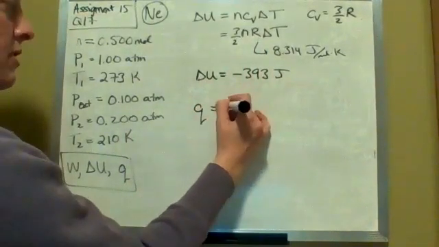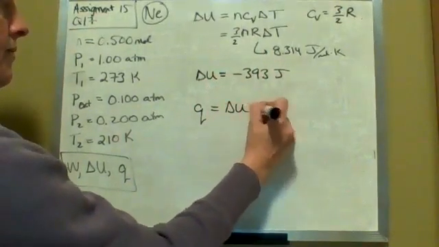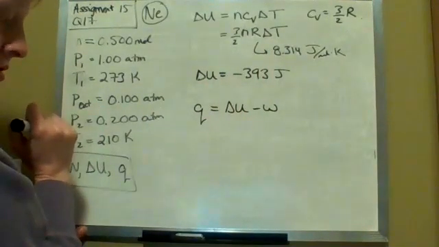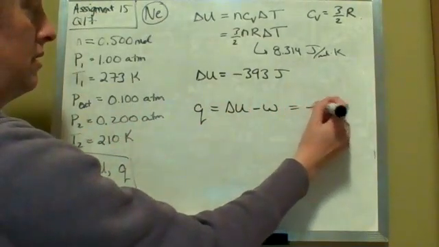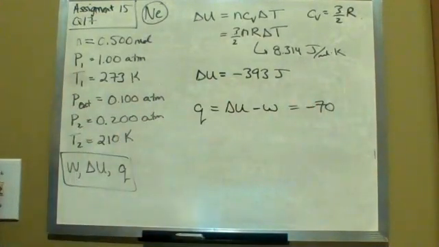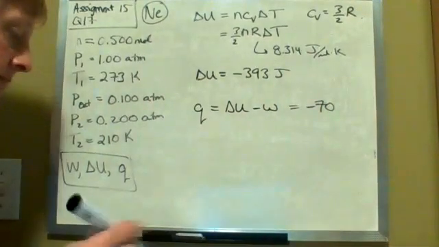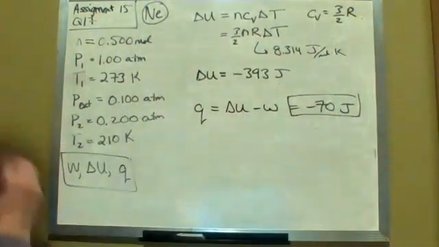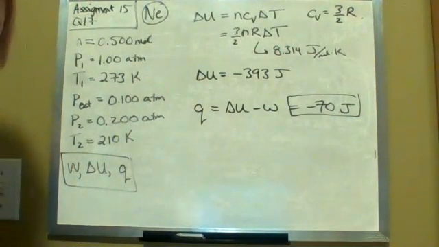So you know your equation, delta U equals Q plus W. So Q equals delta U minus W. So you are going to end up with minus 70 joules. Yes, as your final answer. Make sure I had the right answer there. And that's everything for this question.